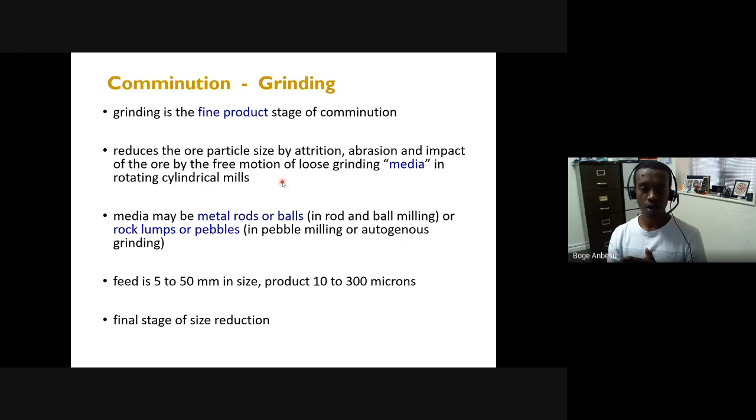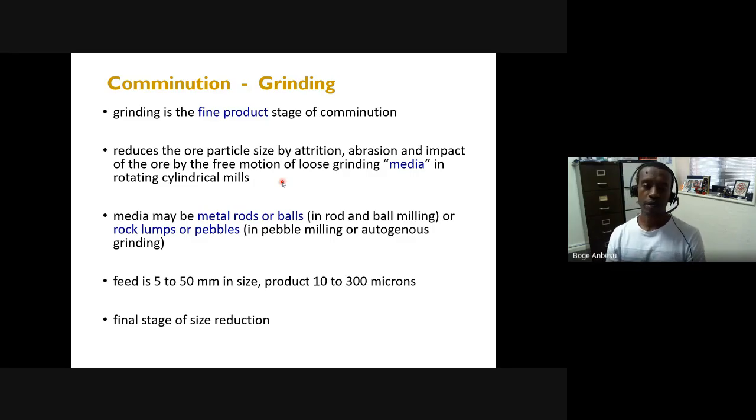If your product requirement is, say, about 20 micron, then maybe a ball mill is not going to be enough. Okay, so you need to be thinking about other methods like ultra fine grinding. I will mention that a bit later as well.